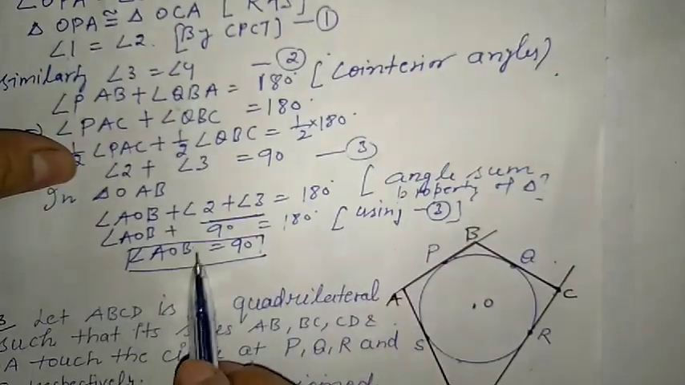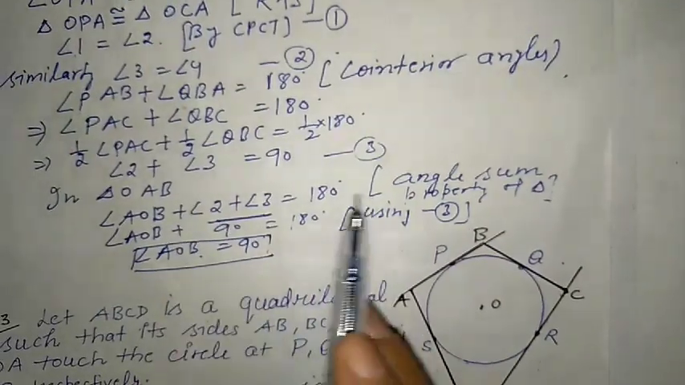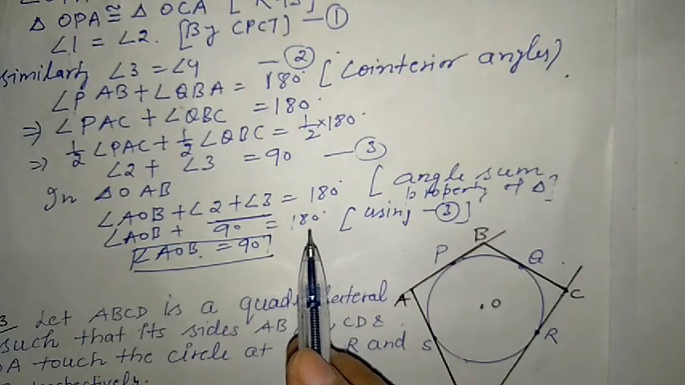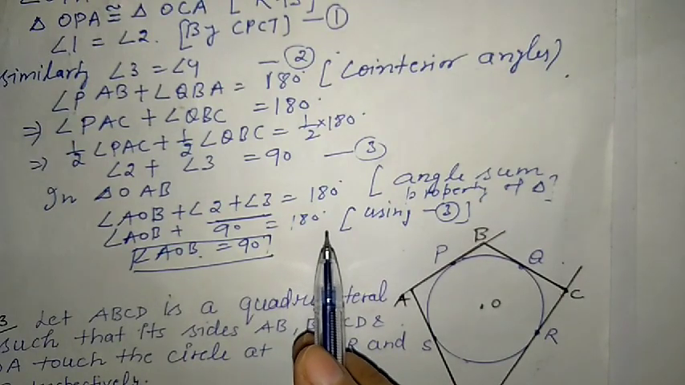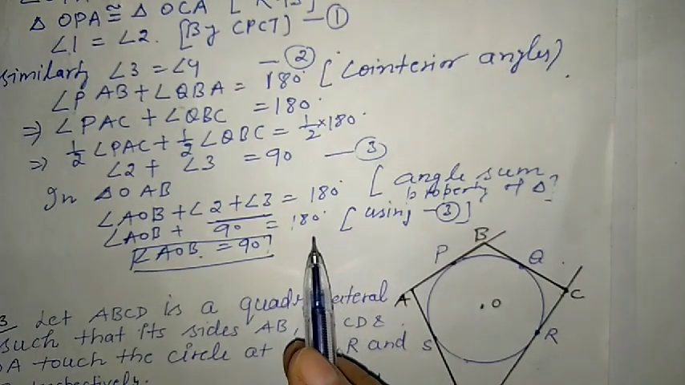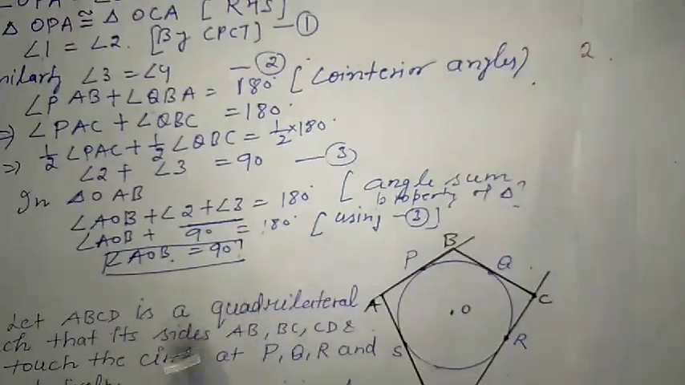So this is what we want to prove. This way we can do this. Other methods are also there. So whichever you feel is easy, you can adopt that. Now the question number is 13. The 13th question is given.